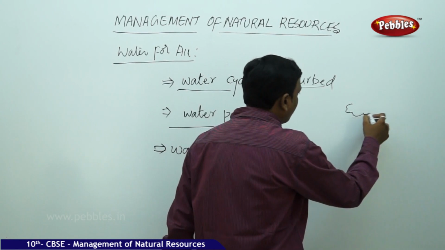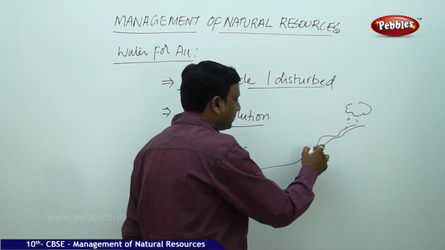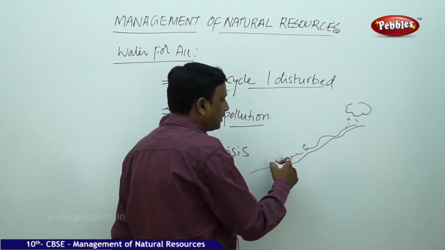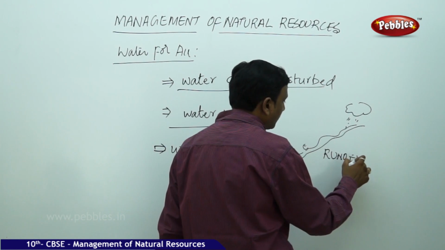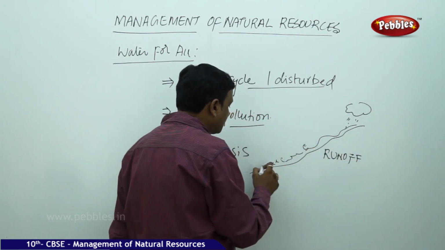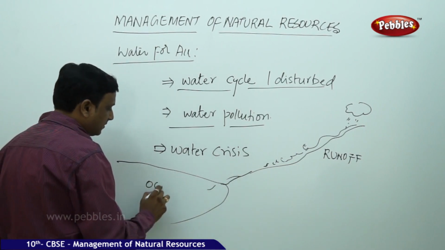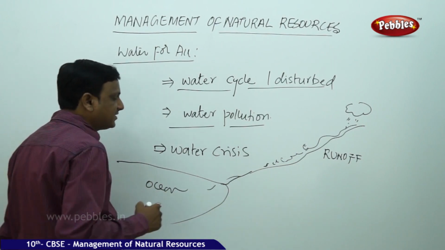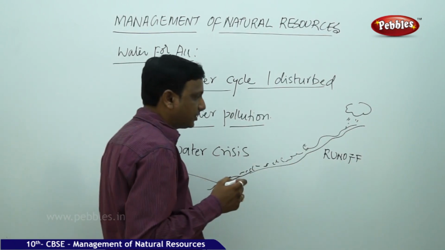So when there is rainfall at one particular place, the water flows downstream, you call it runoff. So this runoff, it leads till where? Till it gets mixed in the ocean. So the water flows into the ocean.